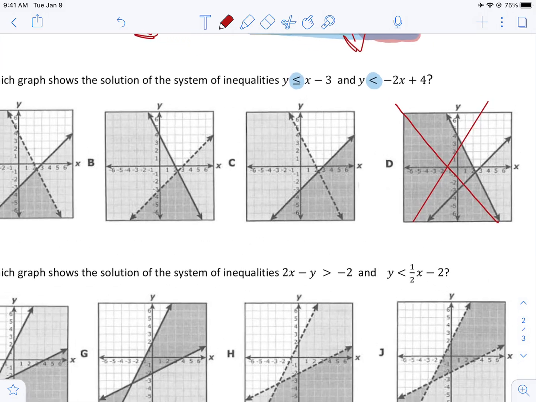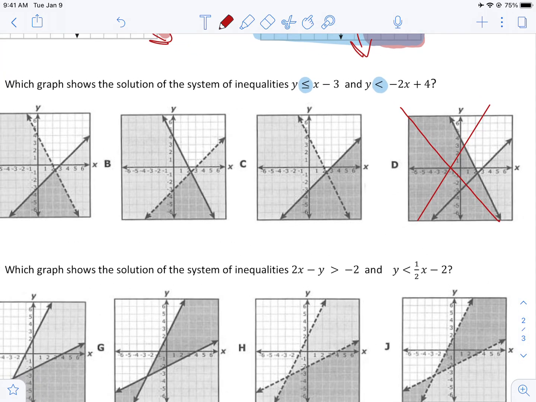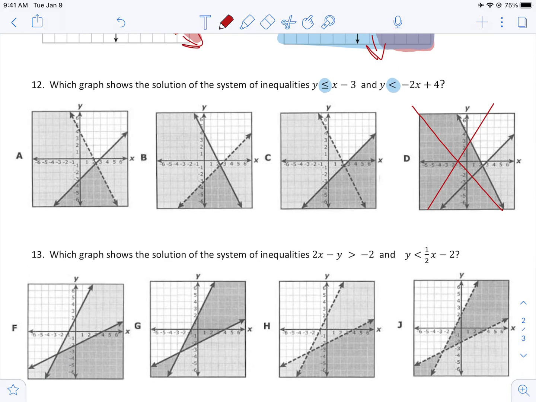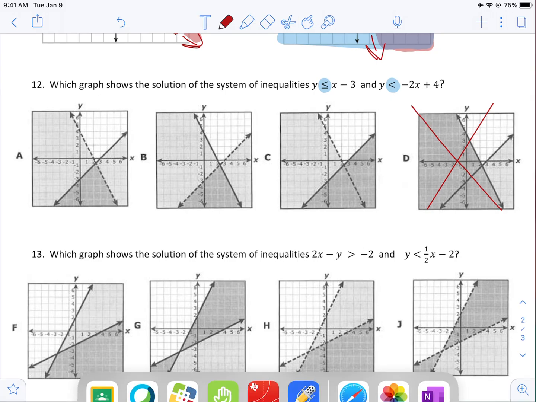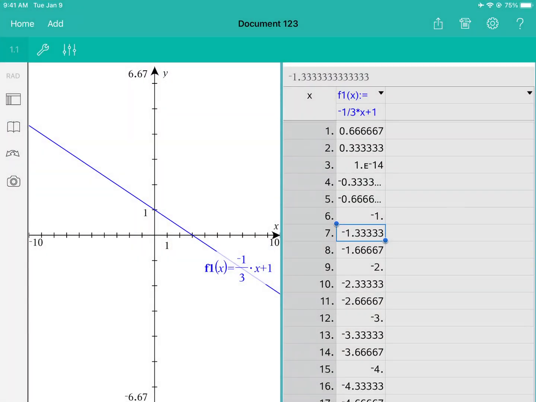And we could graph these so we can kind of see what it looks like. I'm just going to graph this first equation so we can determine if it's the one that is, for answer choice A, the one that's solid or the one that's dotted. If you know that the slope is positive, that might help you. But if you don't know, again, you can always use your calculator to help you.